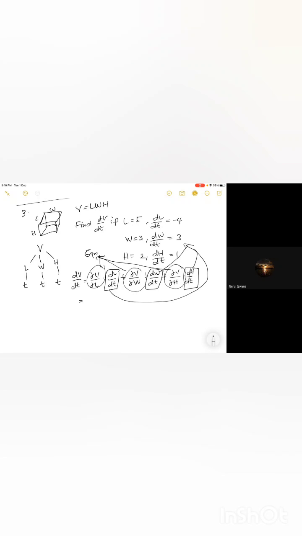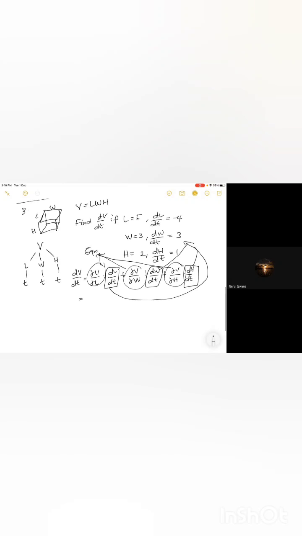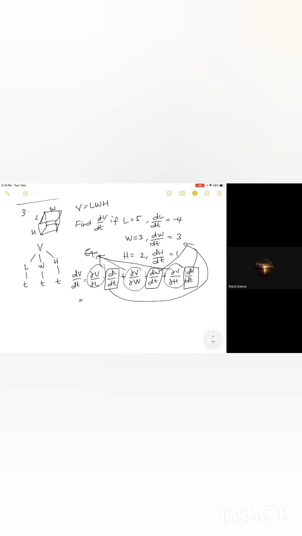Okay, so kita buat bezakan V terhadap L, then my W is constant, my H is constant. Okay, L kuasa L beza dapat 1. dL dt dia dah bagi negatif 4. Tambah bezakan V terhadap W, then I have L H. Okay, and then dW dt is 3 plus differentiate V with respect to H, I will have L and W. Then my dH dt is given as 1.